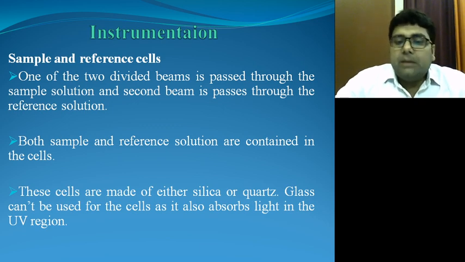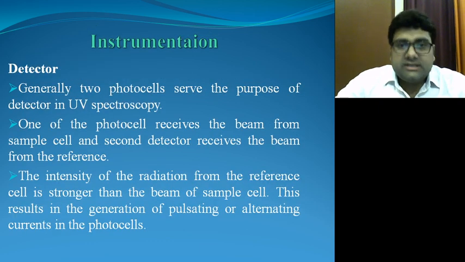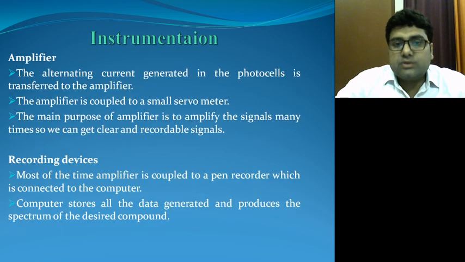These cells are made of either silica or quartz. Glass cannot be used for the cell as it also absorbs light in the UV region. The next one is the detector. Generally, two photocells serve as the detector in UV-vis spectroscopy. One photocell receives the beam from the sample cell and the second receives the beam from the reference. The intensity of the radiation from the reference cell is stronger than the beam from the sample cell. This results in the generation of pulsating or alternating currents in the photocells.